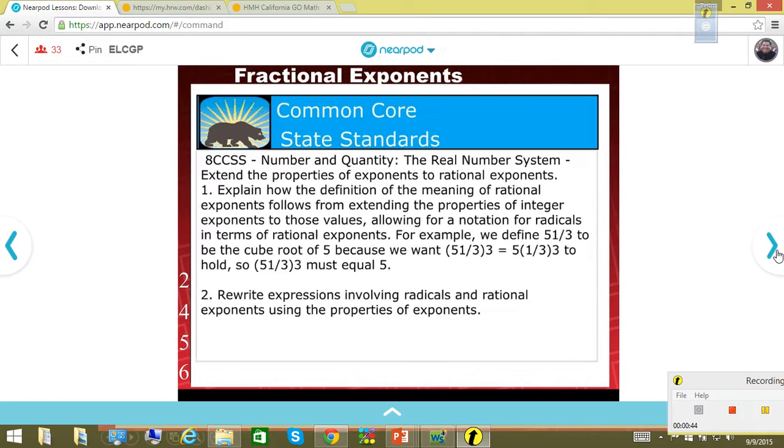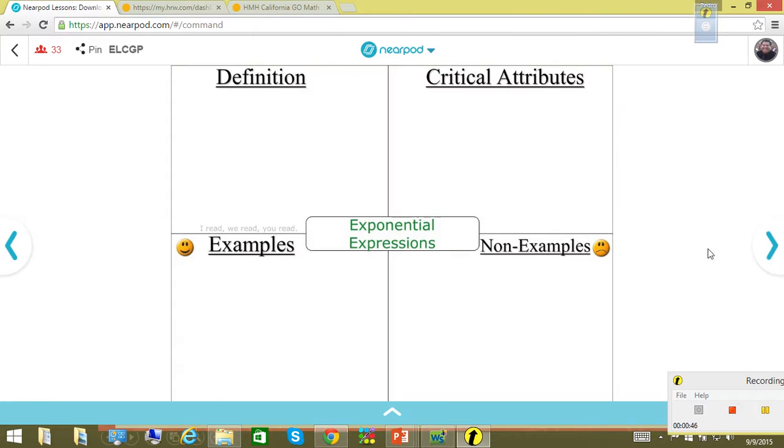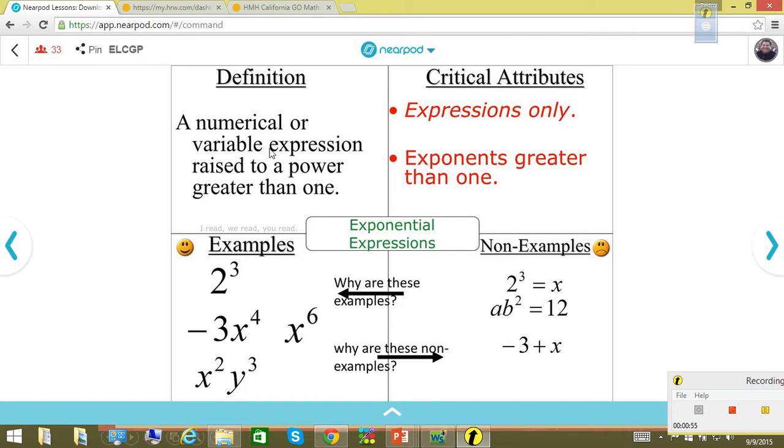But for right now, let me just recap what we've seen so far. We saw the Frayer model, and we know that exponential expressions are what? Numerical and variable expressions raised to a power greater than 1. And you wrote your examples, non-examples, and the most important thing to remember, expressions only and exponents greater than 1. Who got that by yourself without looking at your notes? Very good. Please be proactive and be ahead.